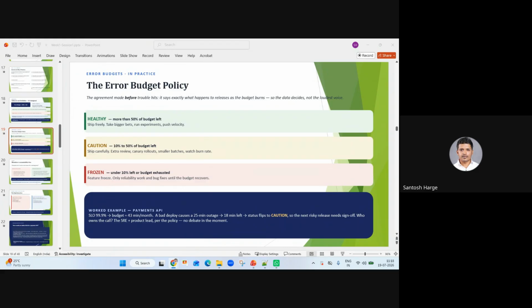One second. I am not able to see the chat messages.